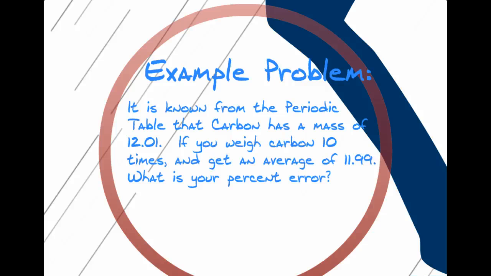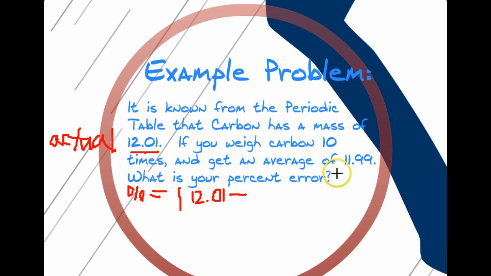Okay, we're going to go ahead and do a practice problem now. In this practice problem it says, it is known from the periodic table that carbon has a mass of 12.01. So that is our actual value because that's what is known. Then it says, if you weigh carbon 10 times and you get an average of 11.99, what is your percent error? So remember the equation we just learned, and you have it on your paper. I can't really show it to you right now. So percent error equals the absolute value of the actual, which we just saw is 12.01, minus what we just calculated in the lab, so that's 11.99, divided by the actual, 12.01.